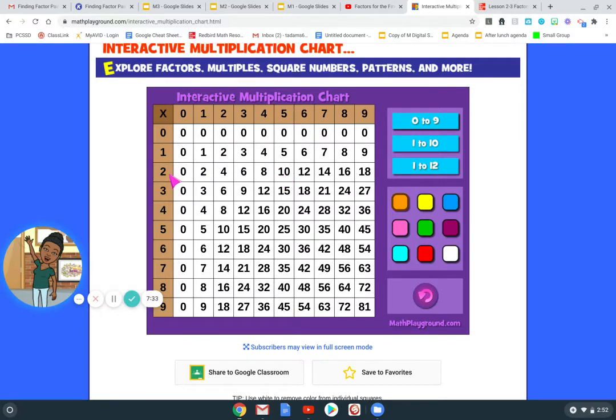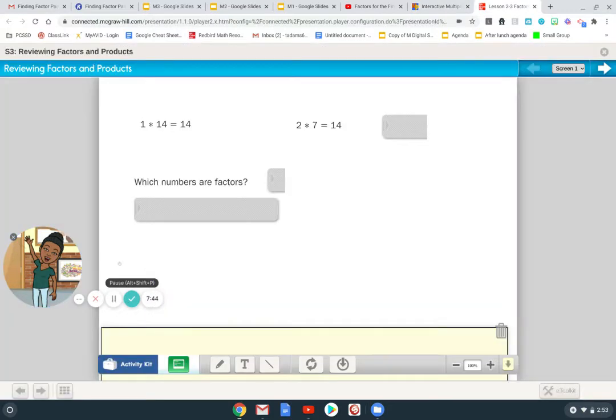6 times 2 equals 12. 6 times 3 equals 18. 18 is too high. Remember, I'm looking for the number 14. Now, when we look at 1 times 14 equals 14, or 2 times 7 equals 14, which numbers are factors? Which numbers are we multiplying? Those are our factors.